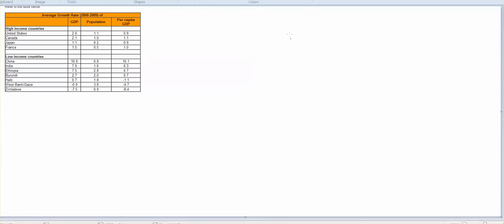In order to answer this question, I need to refresh your memory on how to calculate the GDP per capita. So the GDP per capita is equal to the GDP divided by the population times 100%. That is the formula we need to use to calculate the GDP per capita.